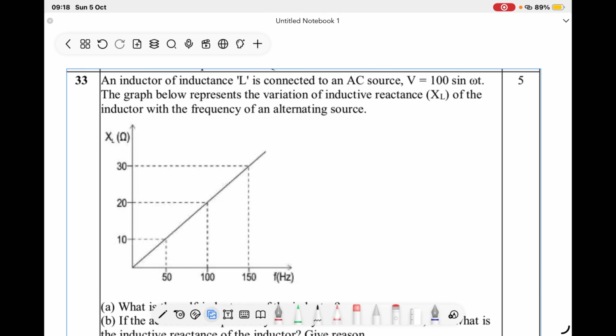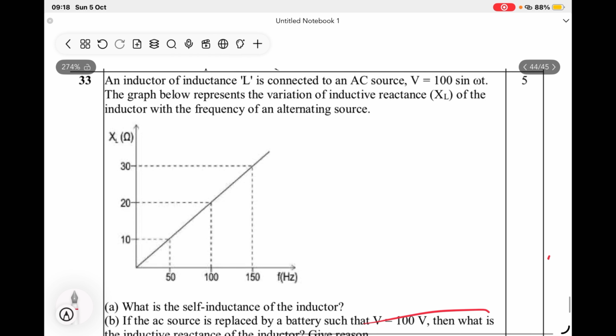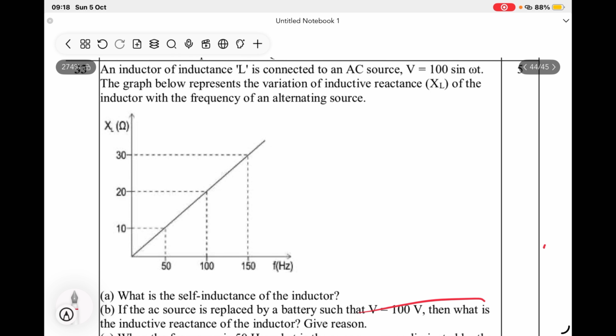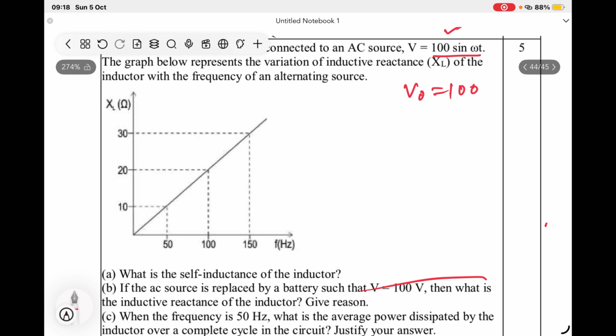This is the 33rd question, first part. So let's see. This is the equation of voltage, which is 100 sine omega t. So this is V naught and it is 100. So we have been given this. What is the self-inductance of the inductor? So a graph is given between XL and frequency. It's written frequency. So you can pick up any two readings. I am picking up this.